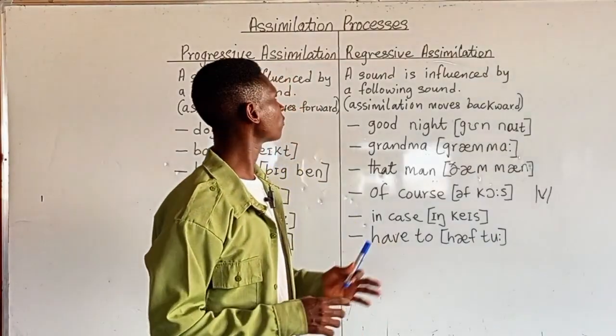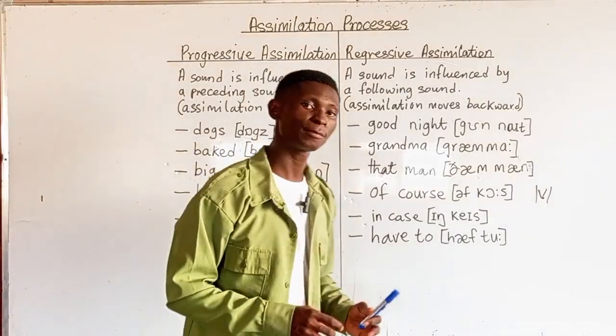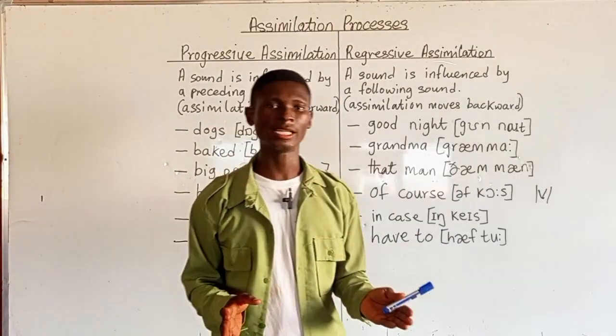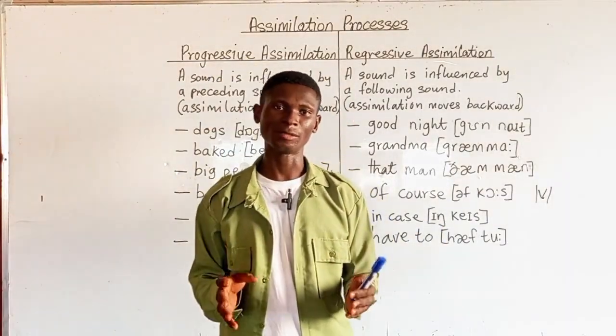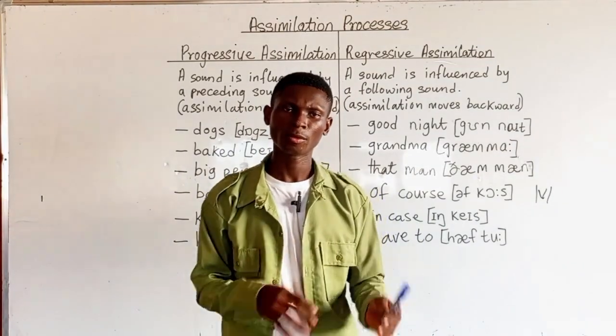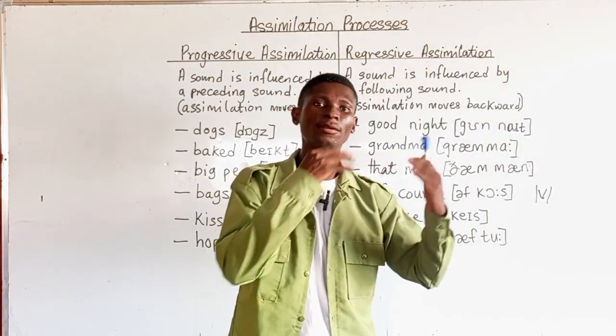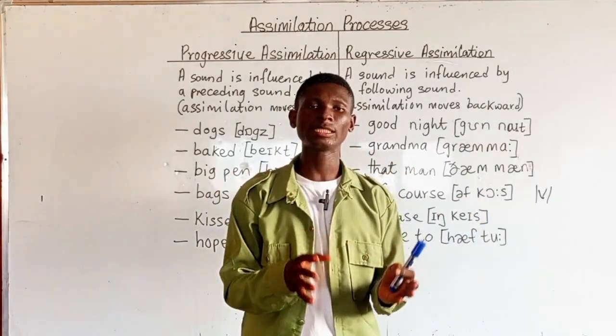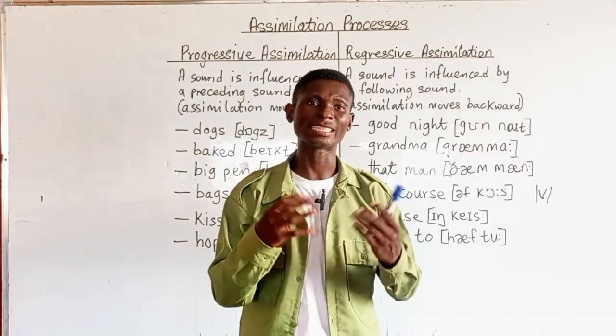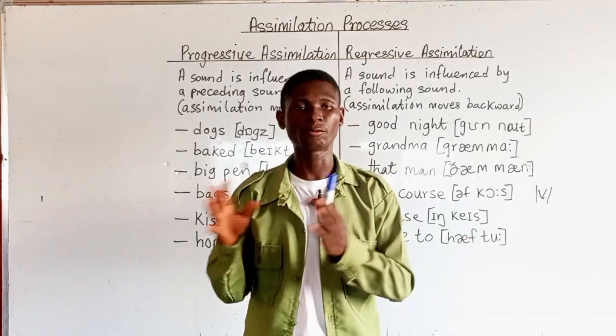I want to believe you've noted the difference between progressive assimilation and regressive assimilation. It is very simple. Progressive assimilation is when assimilation moves forward. Then regressive assimilation is when assimilation moves backward.